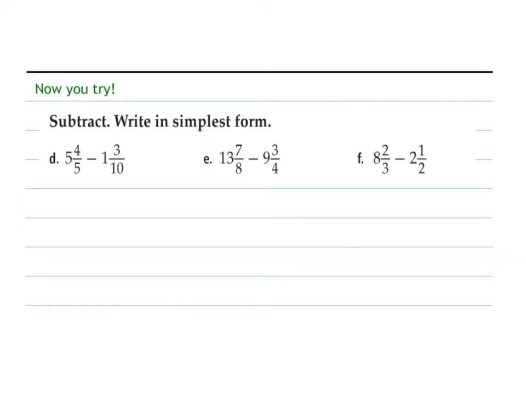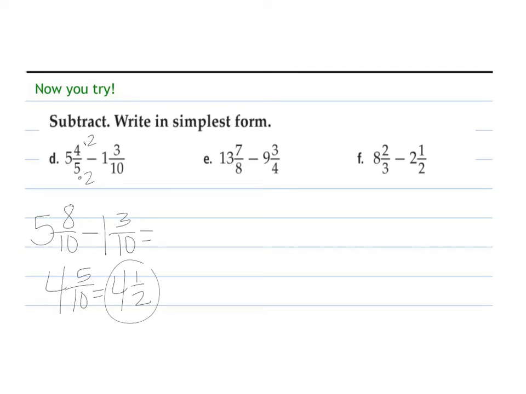You try a few on your own to get a little bit more practice. So 5 and 4/5 minus 1 and 3/10. So change this to tenths because 5 can go into 10. So 5 and 8/10 minus 1 and 3/10 would be 4 and 5/10, which is 4 and 1/2.